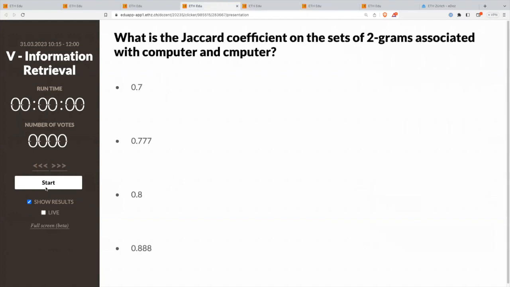Then here's another one. What is the Jaccard coefficient on the sets of 2-grams associated with computer and computer? 2-grams. Don't forget the dollar, right? You need to put a dollar at the beginning and at the end before you take the k-grams.